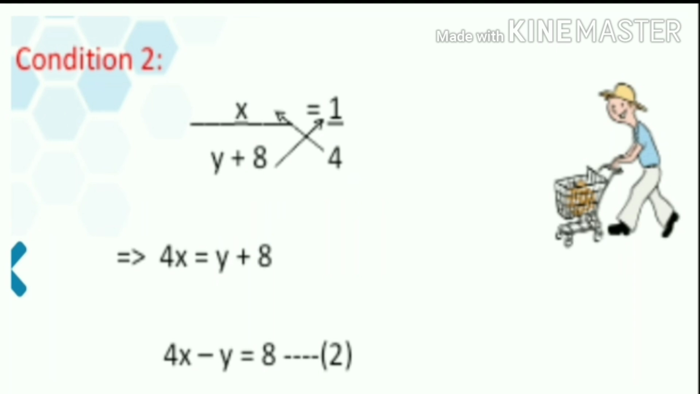Again we need to cross multiply. So 4x is equal to y plus 8. That's why 4x minus y is equal to 8. It is the second equation. So we have got a pair of linear equations, two equations we have got.